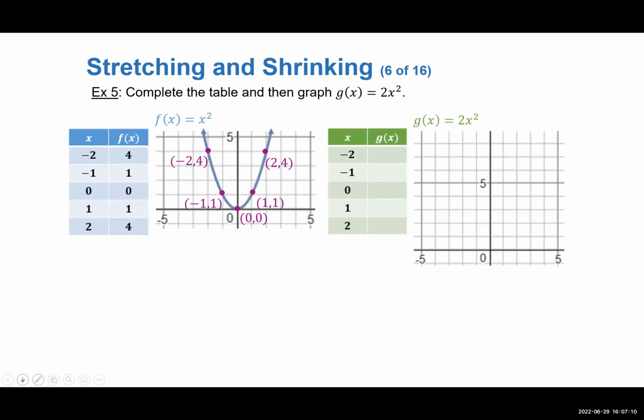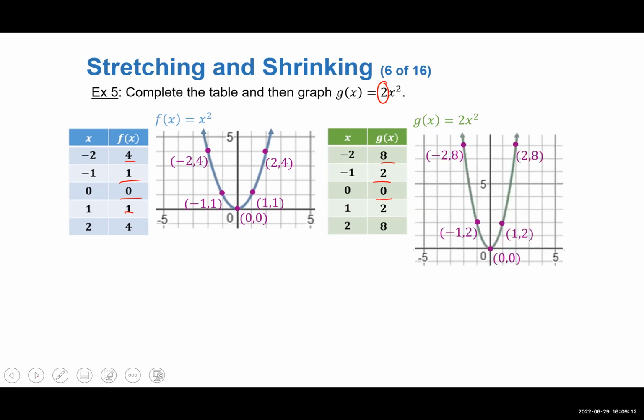Okay. Next, we're going to be stretching and shrinking. We've talked about this already. That a value is going to make our function narrower or wider. So if you take that 2 and that number is greater than 1, what it does is it stretches it by a factor of 2. So let's look at what those coordinates do. Instead of 4, you get 8. Instead of 1, you get 2. Instead of 0, you get 0. 1, you get 2. And then 4, you get 8. So what happens is, in effect, our parabola now looks narrower.